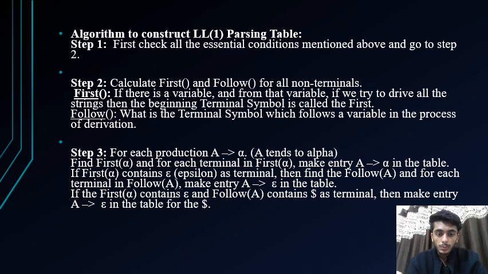Step 3: for each production A tends to alpha, find first of alpha, and for each terminal in first of alpha, make an entry A tends to alpha in the table. If first of alpha contains epsilon, then find the follow of A, and for each terminal in follow of A, make the entry A tends to epsilon in the table. If first of alpha contains epsilon and follow of A contains dollar as a terminal, then make the entry A tends to epsilon in the table for the dollar.